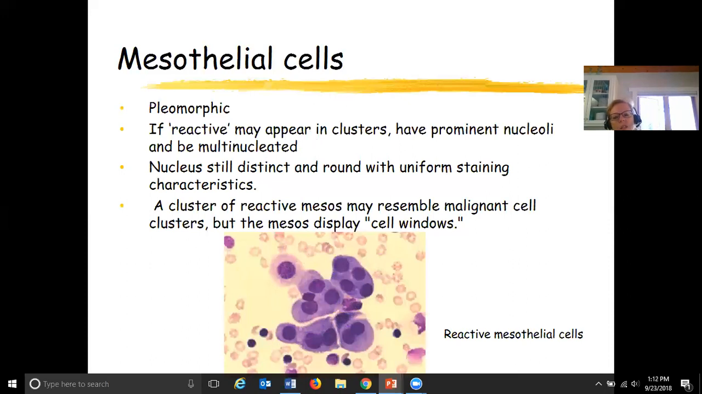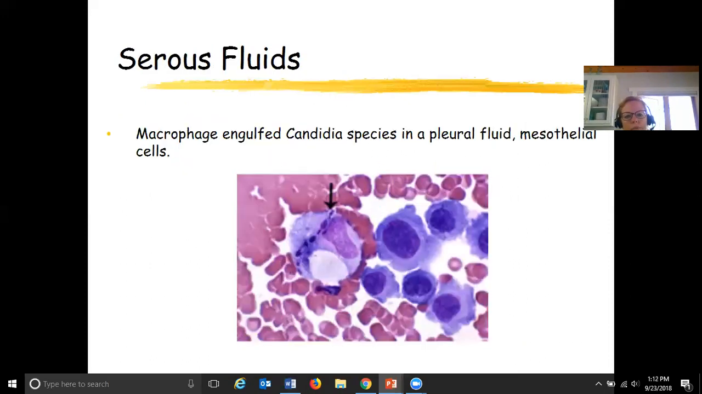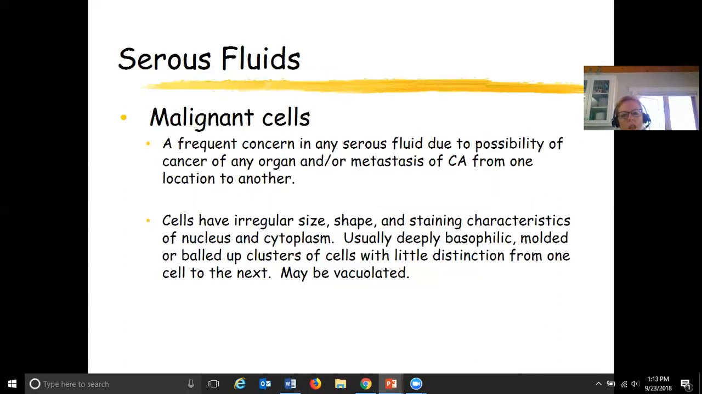Otherwise, malignant cells are a solid cluster of cells. This one happens to be a macrophage with Candida species in a pleural fluid, along with mesothelial cells. So this person actually has a Candida yeast infection in their pleural fluid space.